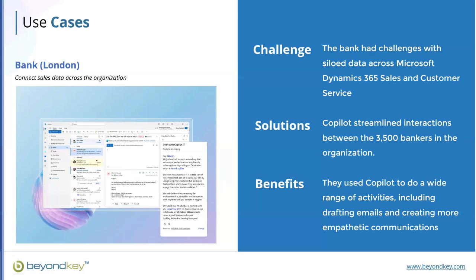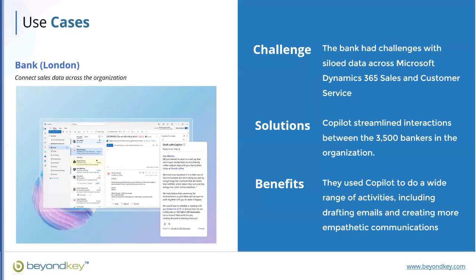Remember, we talked about there's different modules. This bank had sales and customer service. So they were using Copilot to streamline all their interactions. Now, if you have 3,500 bankers in your organization, imagine how many interactions those bankers have had with clients on email, on chat, on phone. How much of that information is then recorded on Dynamics 365 for sales? How much of it is recorded in the customer service channel? All the transcripts as well might be in there as well.